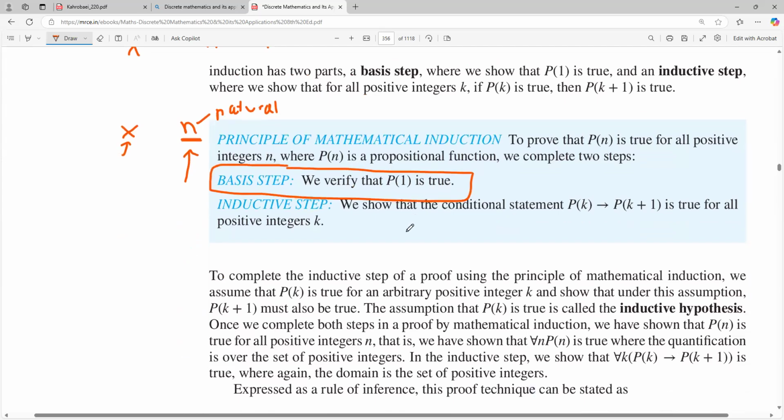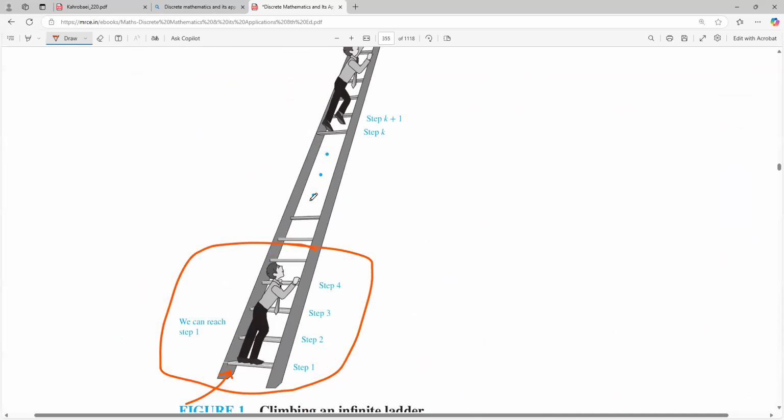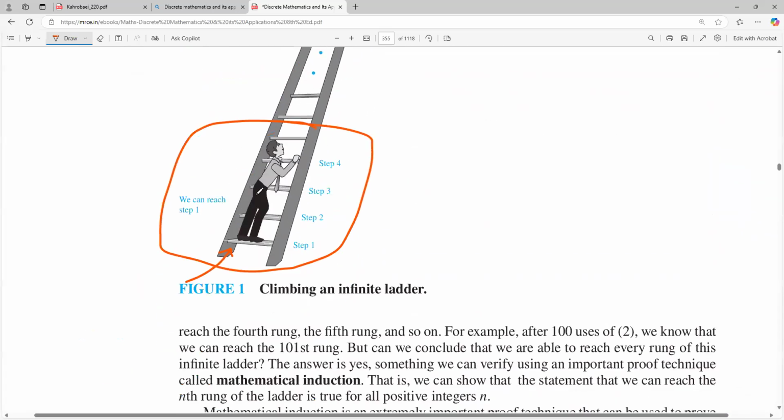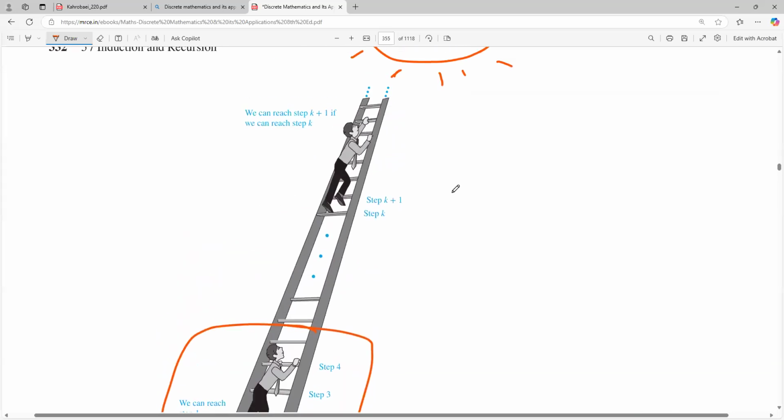We must first prove that we can get on the ladder in the first place, i.e., that we can even start using what we're trying to prove. And then the whole idea is, given we're on any step of the ladder, we can always go to the next one.